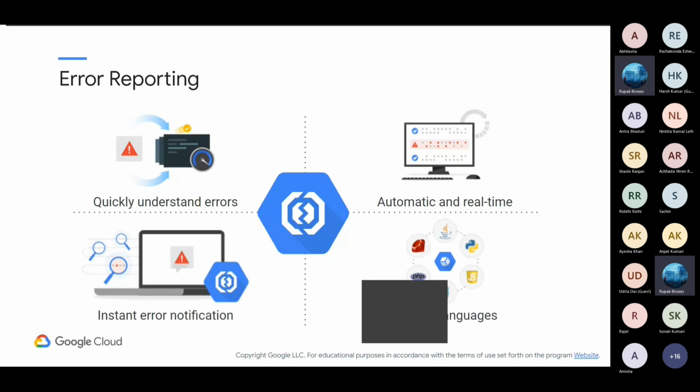And there is error reporting. Let's say you have some services running on your Google Cloud, and some of them have an issue. Maybe some VMs got hacked, or there are some language or system issues. Those issues will show up in the error reporting service. It quickly and automatically helps you understand your errors and gives you instant error notification. These things are automatic and real time, and it supports most of the popular languages.